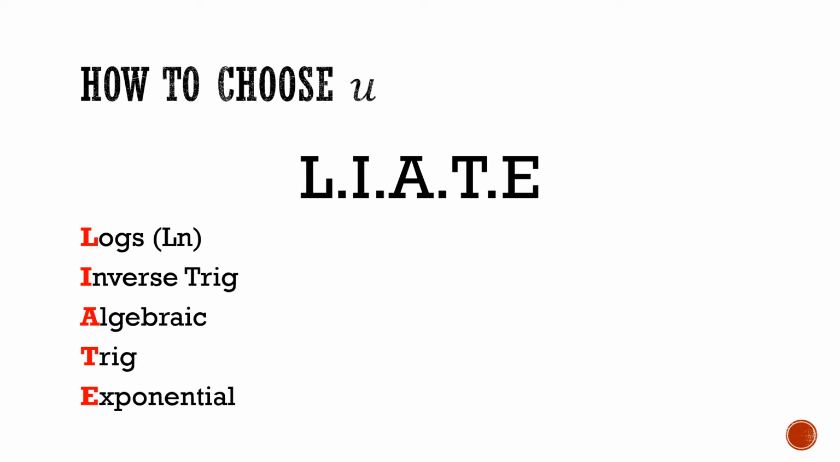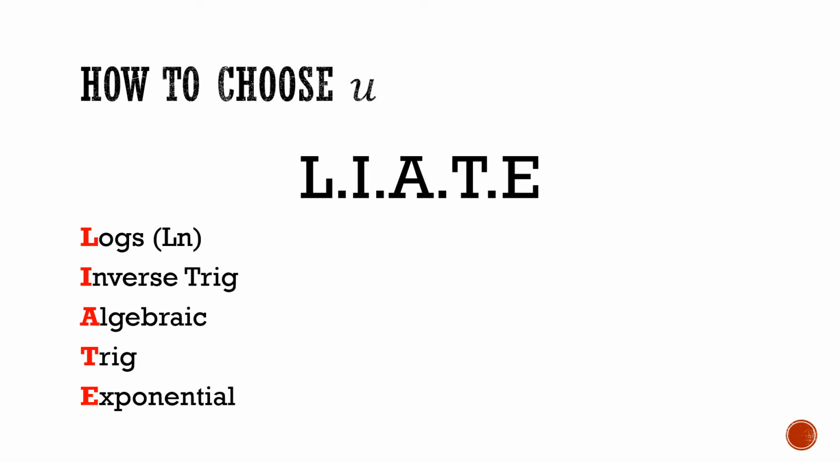Now, again, sometimes we have trouble finding our u, and so this is a little rule that we use to help us figure out what the u is, and we call that LIATE. L stands for logs, I is for inverse trig, A is for algebraic, T is for trig, and E is for exponential.